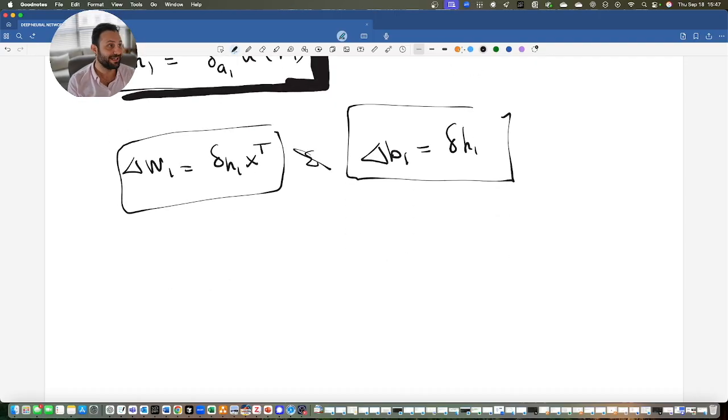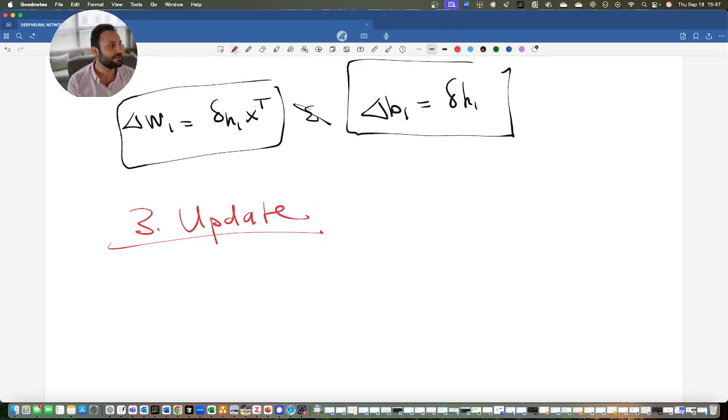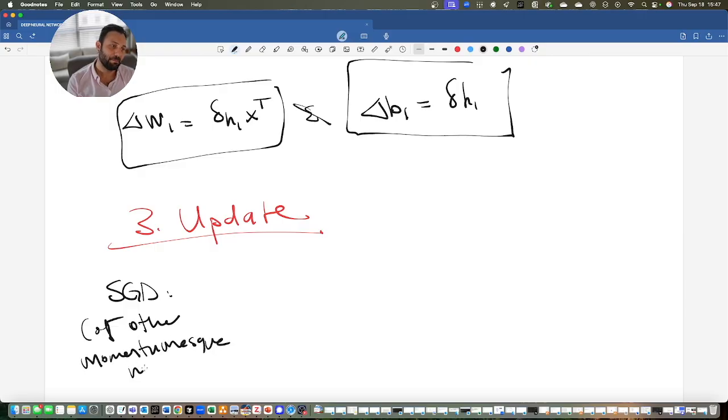Finally, why did I calculate all of these things? Step 3, update. I calculated all of these so that I can call stochastic gradient descent or other momentum-esque methods.